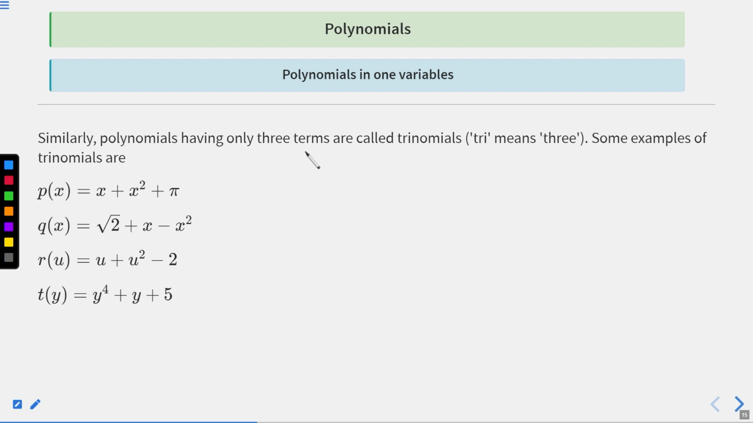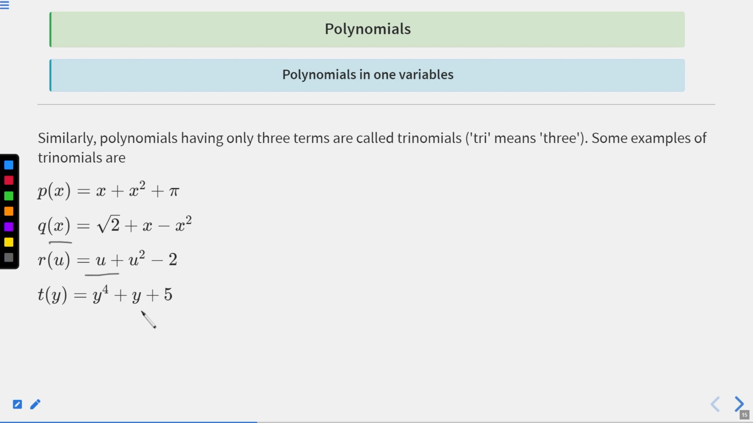So some examples of trinomials are p of x equal to x plus x square plus 5. In this polynomial we have 3 terms, so this is actually a trinomial. Here in this polynomial q of x equal to root 2 plus x minus x square, we have 3 terms, so this is also a trinomial. And in r of u here we have also 3 terms, so this is also a trinomial.